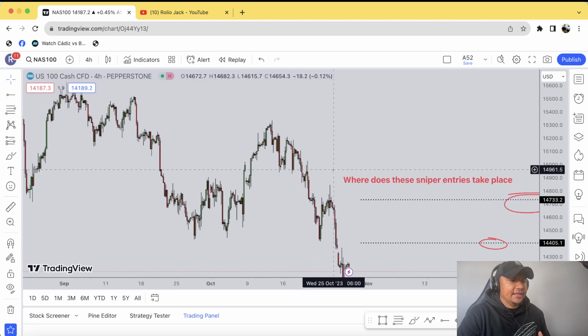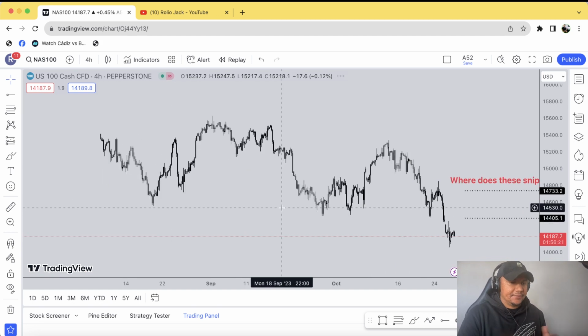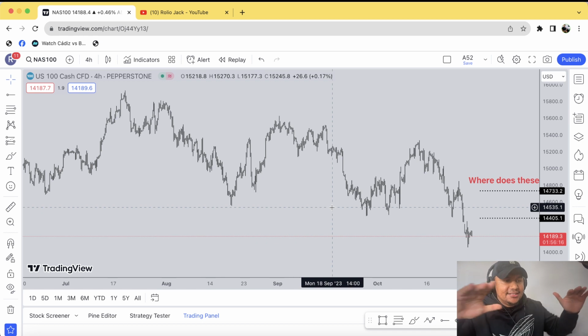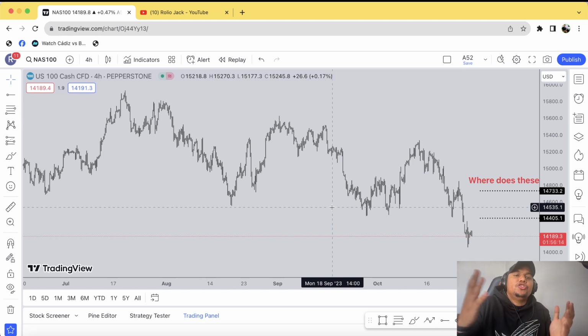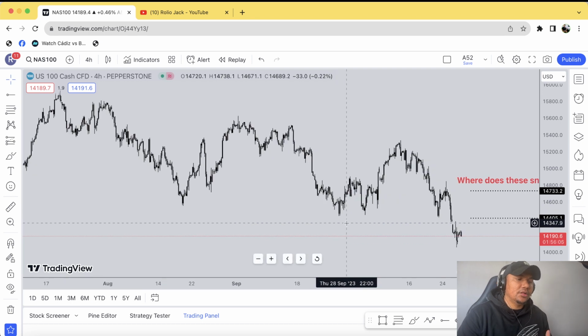This is a 4-hour time frame. We're going to go on the 1 hour now, but I wanted to show you what a sniper entry potentially would look like, right? If you zoom out, you can see sniper entries taking place all across the map. However, you need to keep in mind that these things do not always work out the way that you want them to, because eventually the structure will get broken.